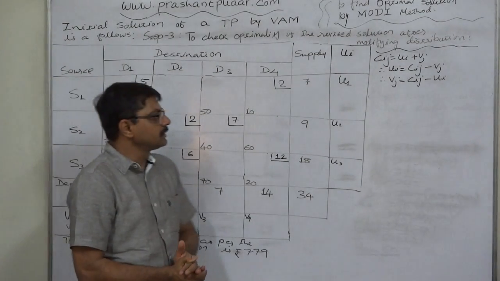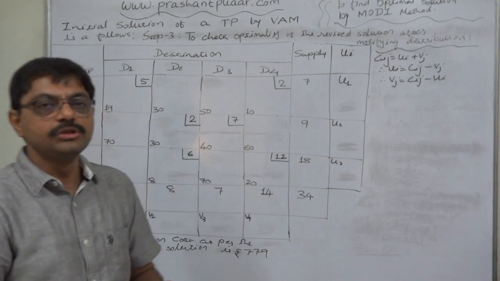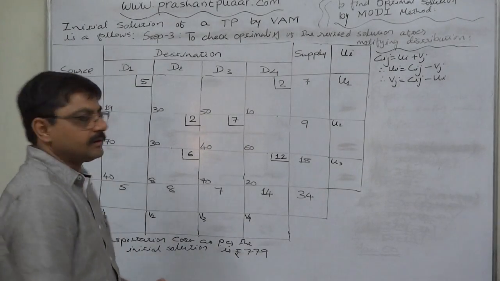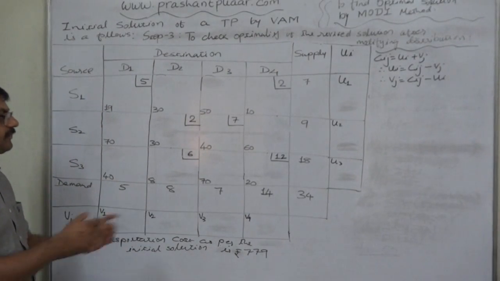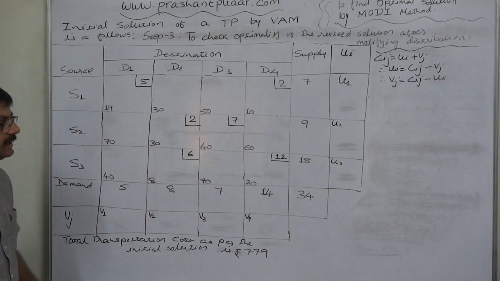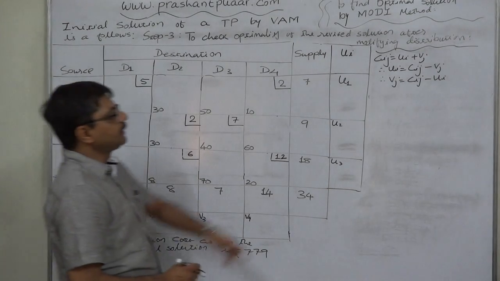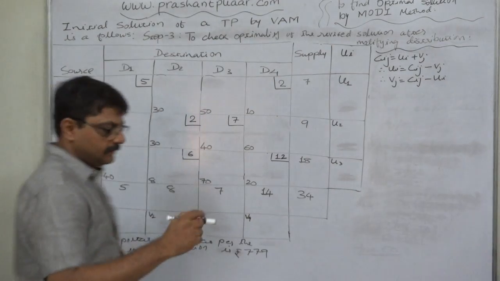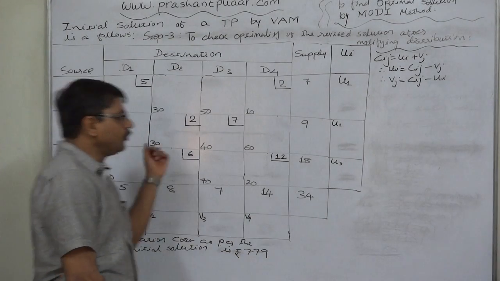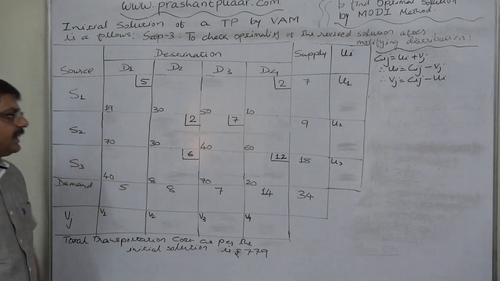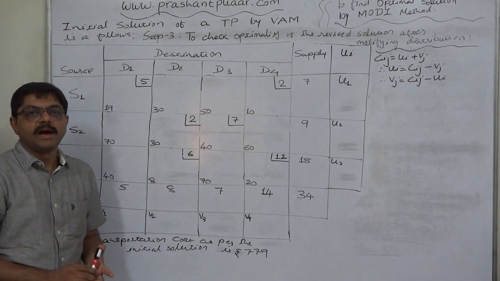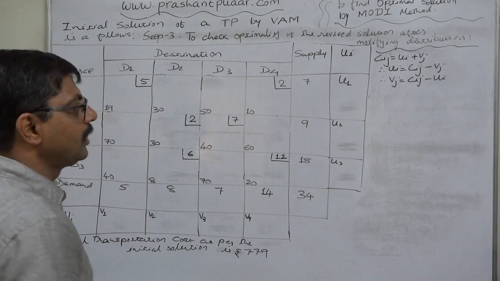Now this is the third step. We are going to check the optimality of this revised solution after redistributing the quantity or after modifying the redistribution. We already know how to check the optimality. First we have to take 2 dual variables u i and v j. We have to take any one value of u or v arbitrarily as 0. As I had suggested, it is advisable to take 0 where we have highest number of occupied cells either in a column or in a row.